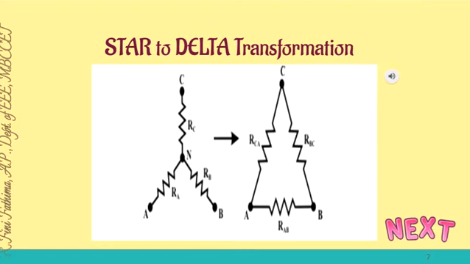Now we have to convert star to delta connection. How will we convert star to delta connection? While converting star to delta connection, we will be given the star connection values, the resistance values in star connection. What are the resistance values? RA, RB and RC are the given parameters and we have to find out RAB, RBC and RCA, that is, the delta connected resistances.